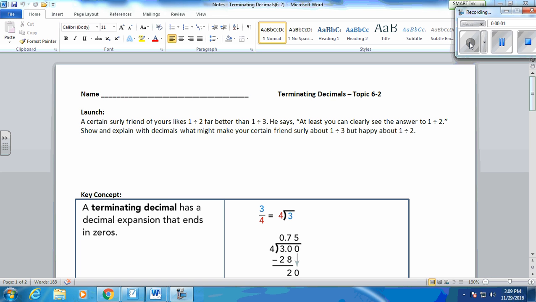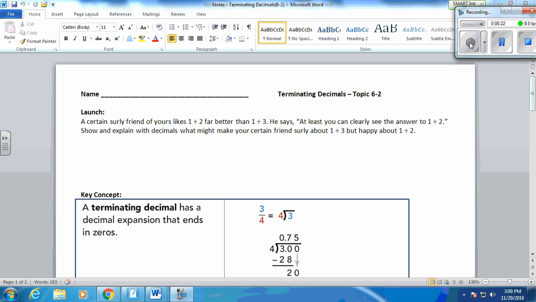Hi there, we're talking about terminating decimals today. When I think of terminating, I think of Terminator, Arnold Schwarzenegger, that the terminating just ends. So it's a decimal that will just have zeros at the end after all of the numbers. This is also an introduction to one of my favorite vocabulary words, surly.